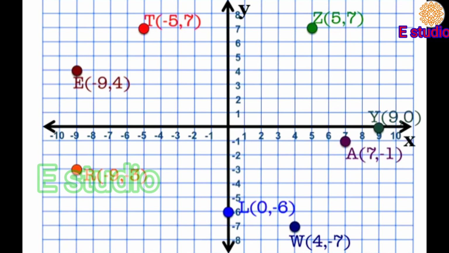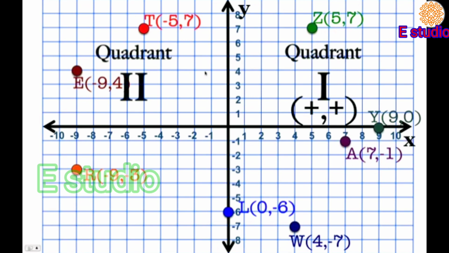Now it's important to remember your quadrants. This here is quadrant 1. And in quadrant 1, all of our points have a positive x-coordinate and a positive y-coordinate. And that's why Z is in quadrant 1, because 5 here is positive and 7 is positive. And that's why it's in quadrant 1.